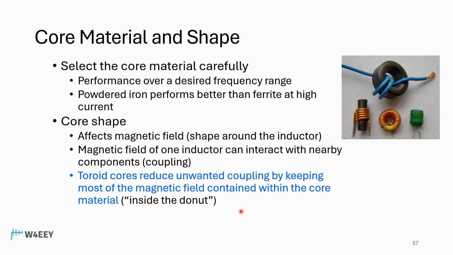Toroid cores reduce unwanted coupling by keeping most of the magnetic field contained within the core material, or inside the donut, if you want to look at it that way. So these don't couple to adjacent components as readily as this style.